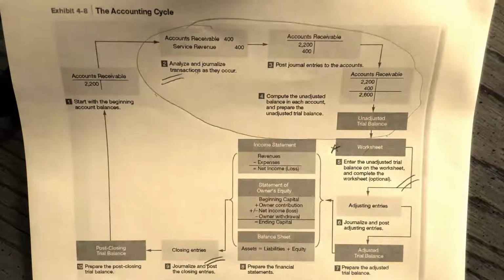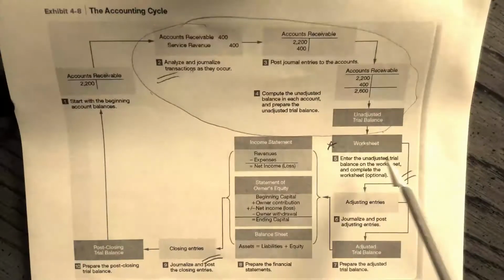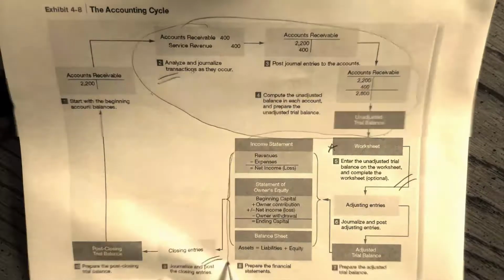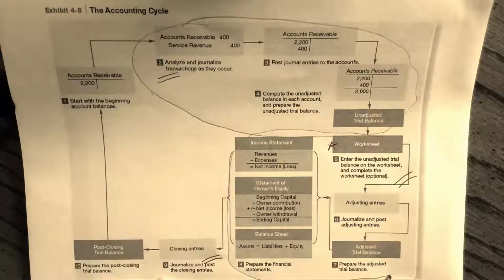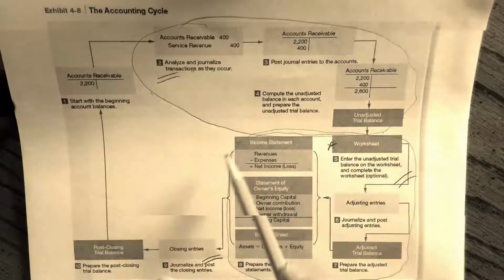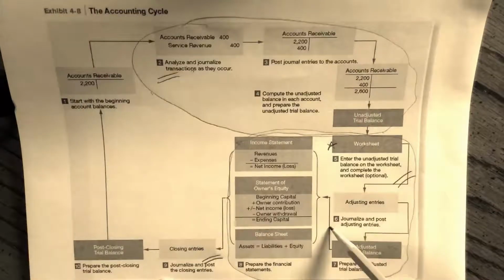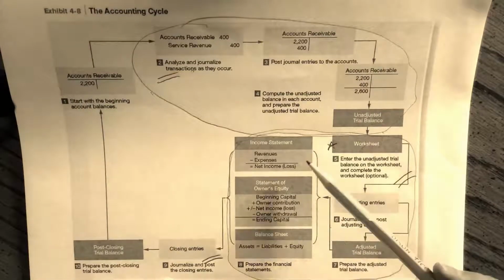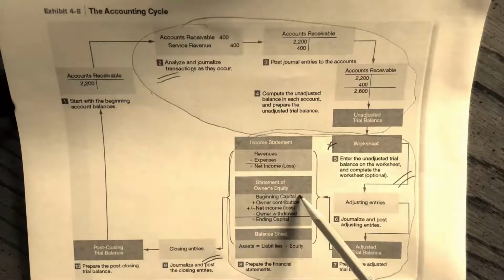The 10-column worksheet comes into play here, and this cycle essentially says how do we pull off financial statements. Income statement first, equity statement second, balance sheet last.